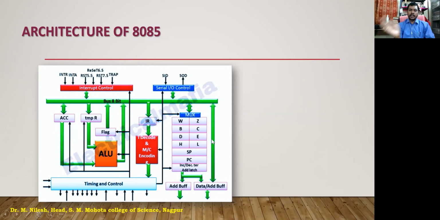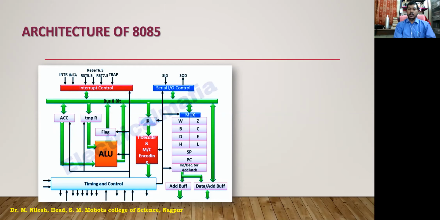That might be in the memory, that might be in register B. So accordingly, there are instructions. If I want to add the data of register B to the accumulator, then the instruction is ADD B. So ADD B is the instruction.